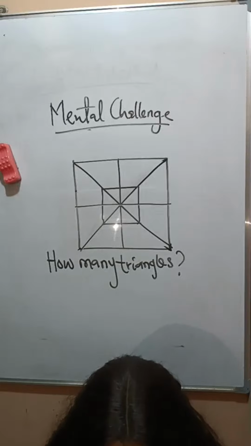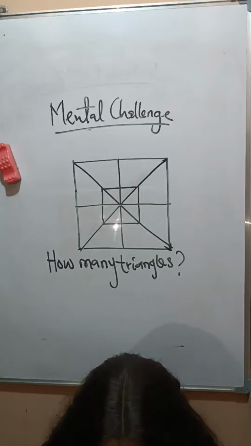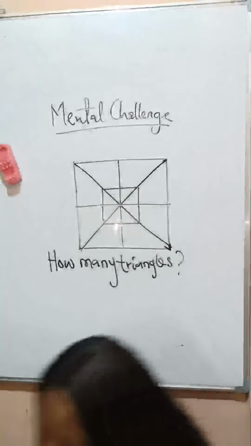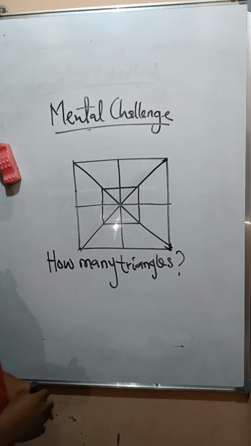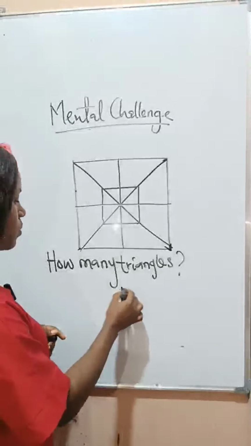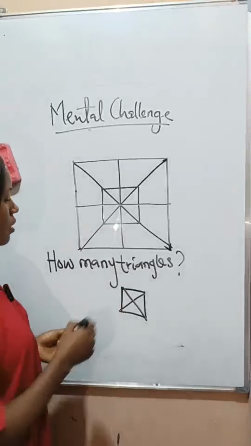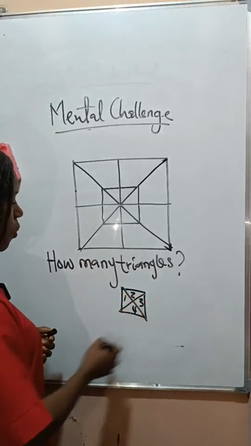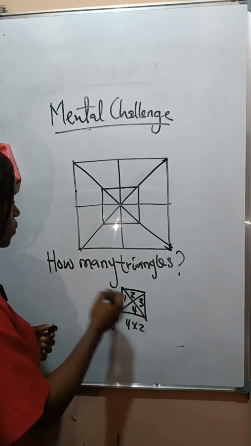Okay, so I think it's time to analyze this. So let's analyze this together. Now, first of all, let's start with something smaller. If we have this, and you're asking how many triangles are here, we have 1, 2, 3, 4. So we have 8 triangles here. That is 4 multiplied by 2, which will give us 8.